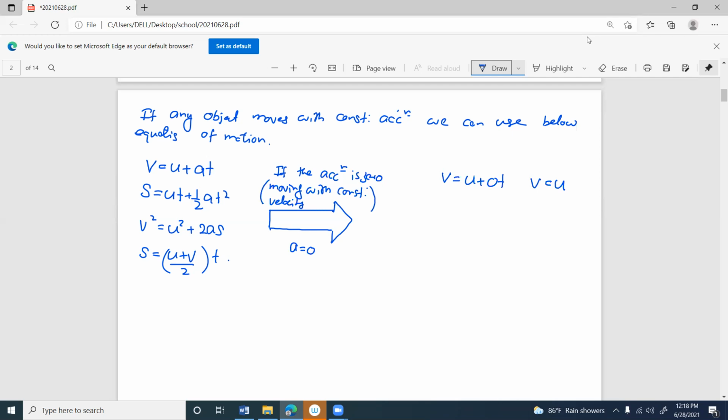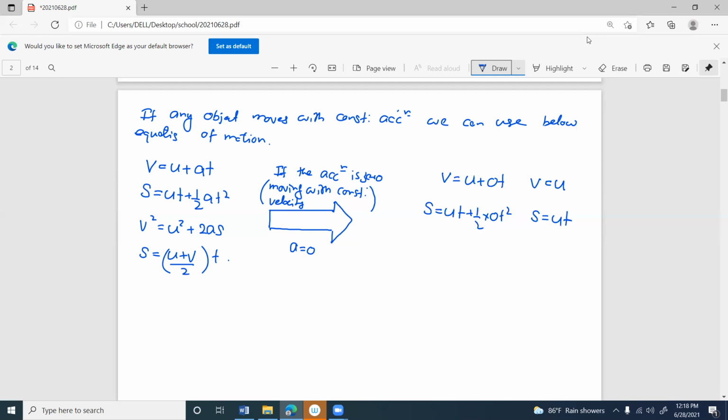Right. Second one, s = ut + ½ × 0 × t². Then what happened? s = ut. Distance equals velocity times time. Displacement equals velocity times time. So it's obvious, right? So you can use this.